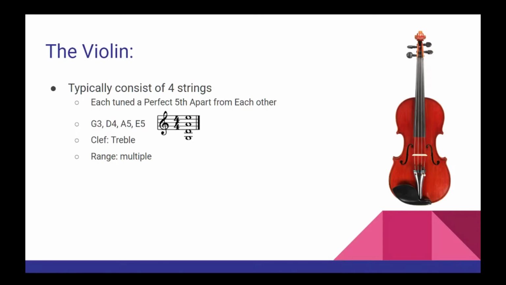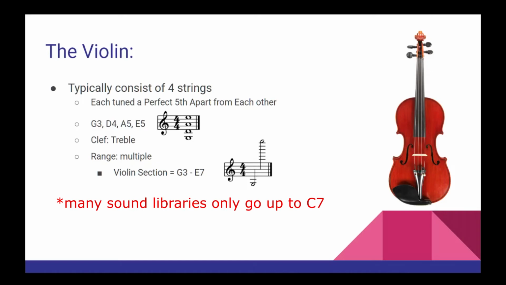The most common range you're likely to work with for the violin is its range as part of a full section of violin players, which spans from a G3 to an E7. That's the G below middle C, all the way up to the E 2 octaves above the treble clef.